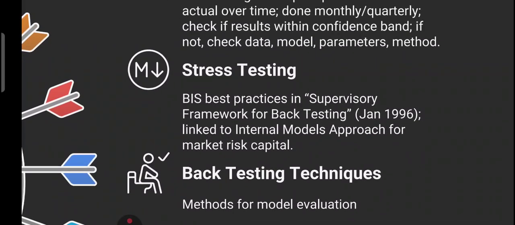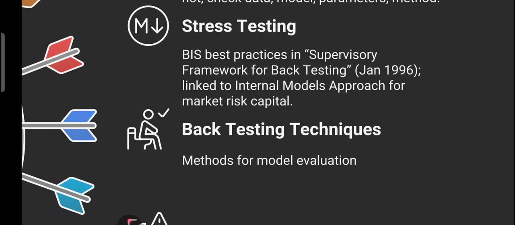Then we have stress testing. While back testing is like checking the weather forecast accuracy, stress testing is like simulating a storm. You are simulating it, right? Back testing checks how good the risk prediction actually is against real life, and if the actual outcome falls outside the expected confidence level, that is a red flag. And stress testing asks what if something extreme happened, can we survive it?